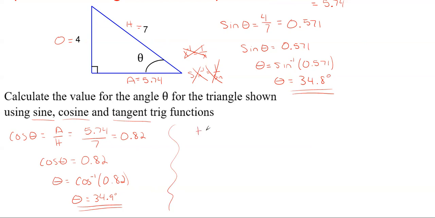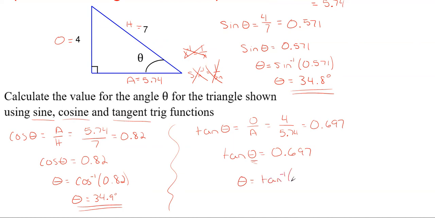So lastly, we will have the tangent of our angle, which is equal to the opposite over the adjacent, which in our particular triangle's case is 4 over 5.74. In decimal form, this is 0.697. So the tangent of our angle theta will come out to be 0.697. So let's find out what actual angle will give this value when you're taking the tangent of it. We would have to do tangent inverse of 0.697, which our angle comes out to be, well, you probably guessed it, 34.8 degrees.